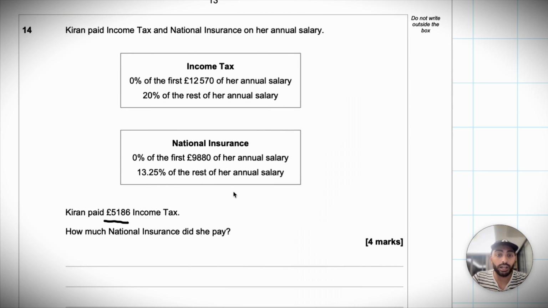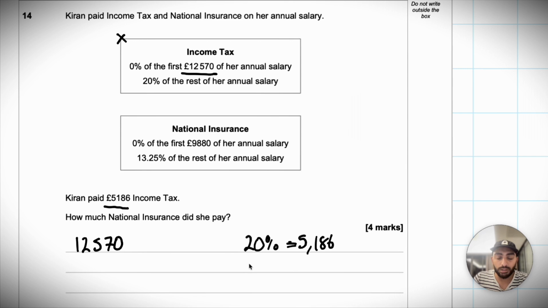So first we need to work out her total actual salary. We'll be using this box. The first £12,570 is tax-free, and the rest of her salary she's paying 20%. So 20% of the rest of her salary is equal to 5,186. So we need to find out what 100% is.